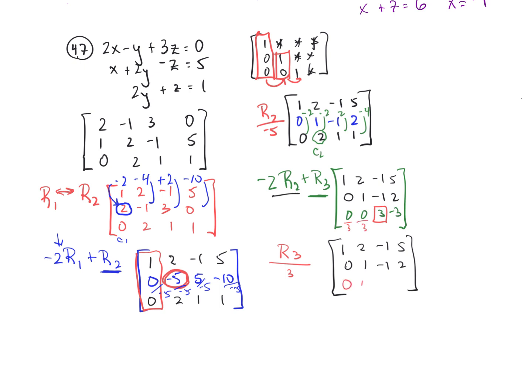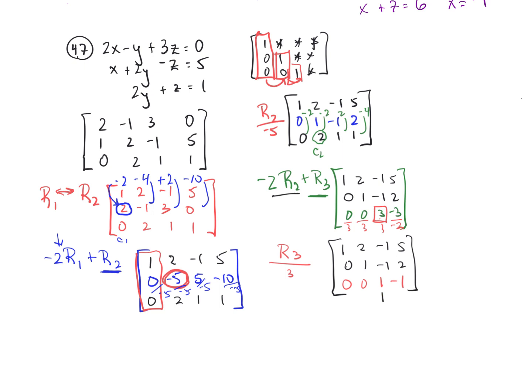0 divided by 3 is 0. 3 divided by 3 is 1. And -3 divided by 3 is -1. Now we have succeeded in finding our column 3 the way we want it, to get a 1 here, because now this is in row echelon form.